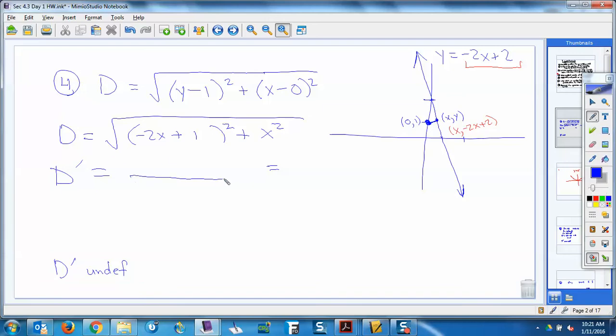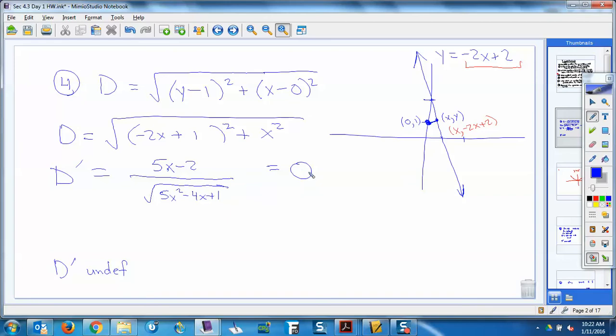What are we getting for d prime? Somebody want to tell me? It's something over something, I think, isn't it? And there's going to be a square root down here. So what would we get? 5x minus 2. Okay, and we're going to set that equal to 0.